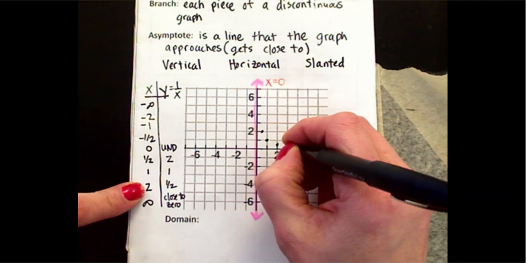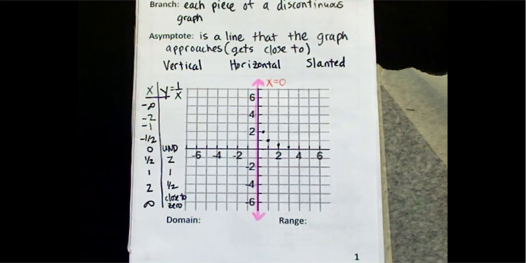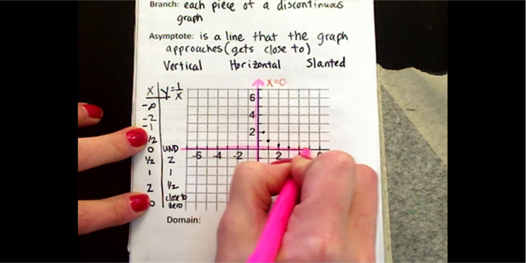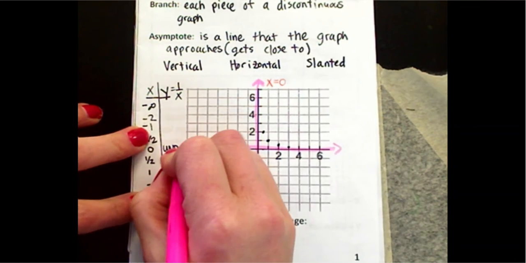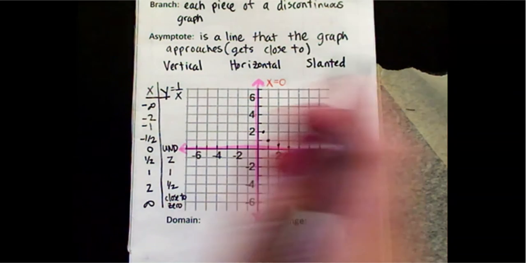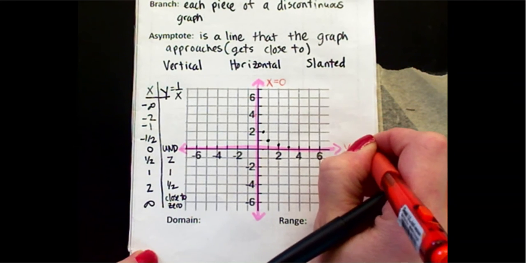Oh, okay. Well, if I did 3, I would get 1/3, and we keep going. This is where your horizontal asymptote is going to come in. It's going to go right here. The asymptote is meant to represent that line that the graph is getting close to. We just kind of talked about close to 0 here. Okay? Now this is y equals 0.